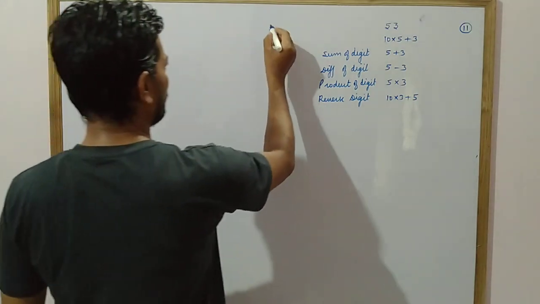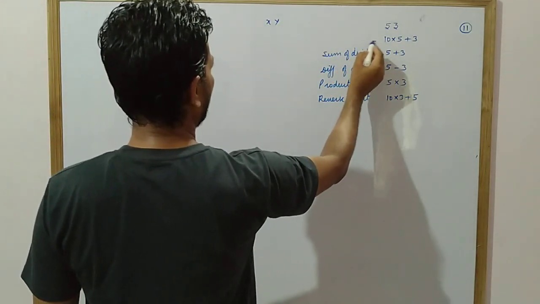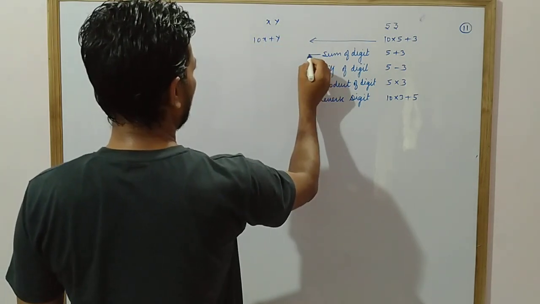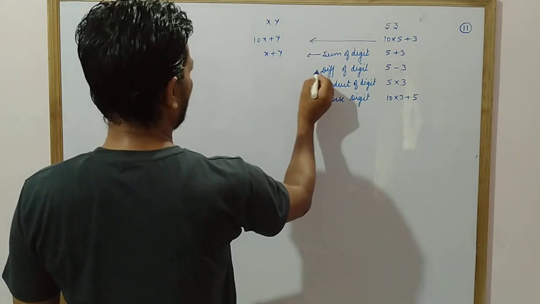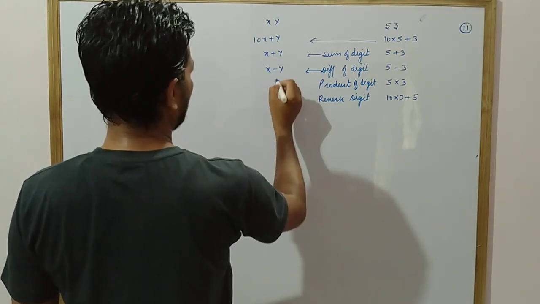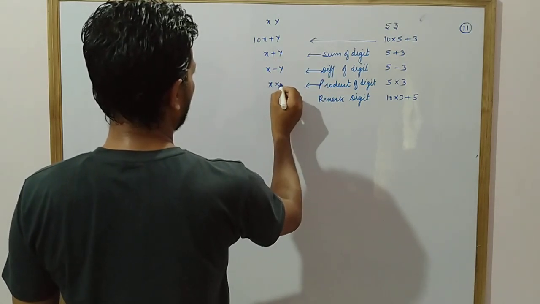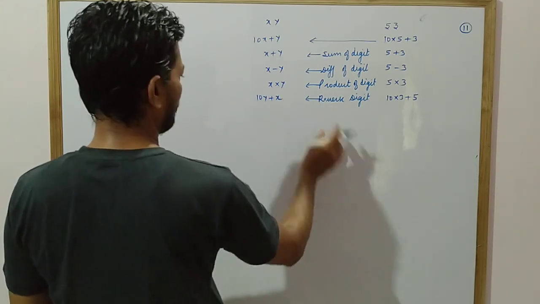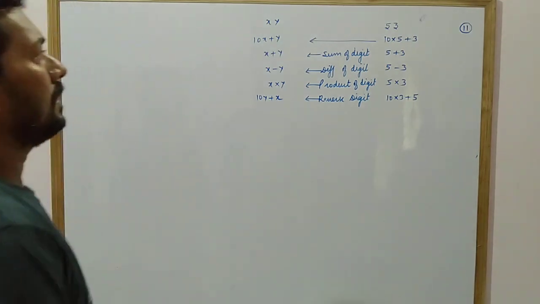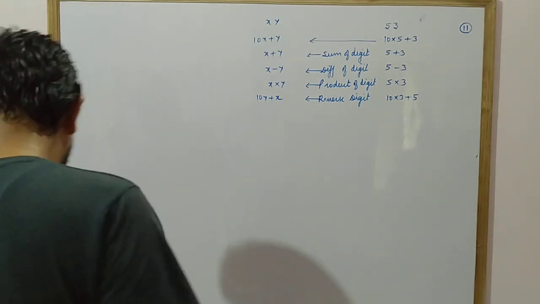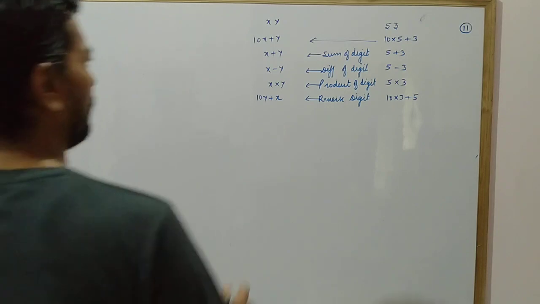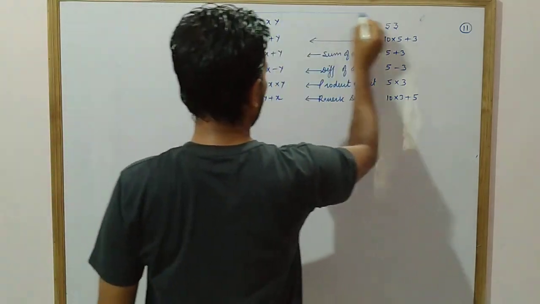Similarly, if any number is xy, then the number will be 10x plus y, sum of the digit x plus y, difference of the digit x minus y, product of the digit x into y, reverse digit, that is 10y plus x. Now see here, in question number 11 it is given a two digit. This one you keep in mind. This will be helpful for you in future also.